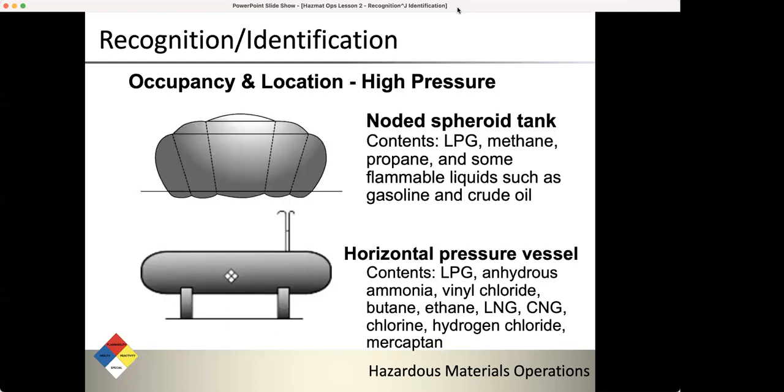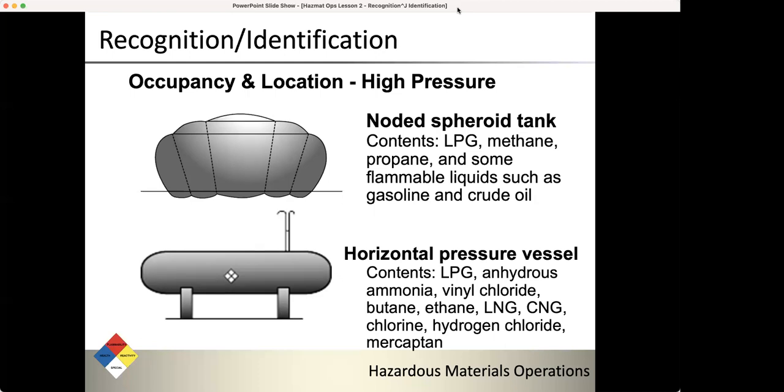Now we're going to high pressure. I want you to realize the key feature of a high pressure container is the rounded ends. The ends, or the whole thing, has a roundedness to it, and that indicates it's high pressure. So that's what I want you to clue into. If you see something with rounded ends, or the whole container has a rounded nature to it, then I want you to automatically think high pressure.